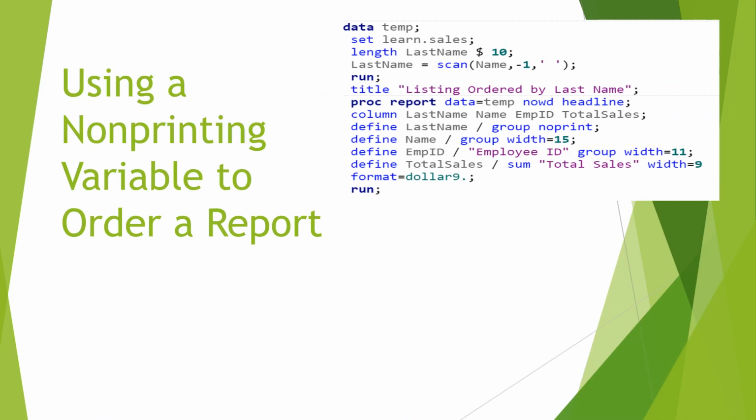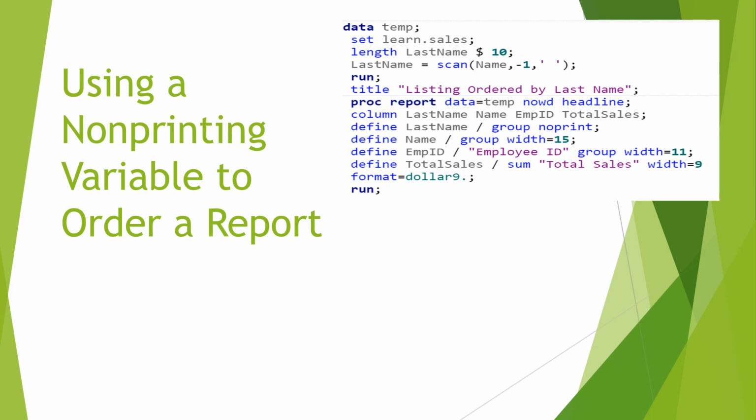PROC REPORT can use a variable to order the rows of a report without including the variable in the report. For example, in the dataset sales, the name variable stores the name as the first name followed by the last name. Now, if you want a report showing this variable but you want to arrange the rows alphabetically by the last name, you can run the following program.